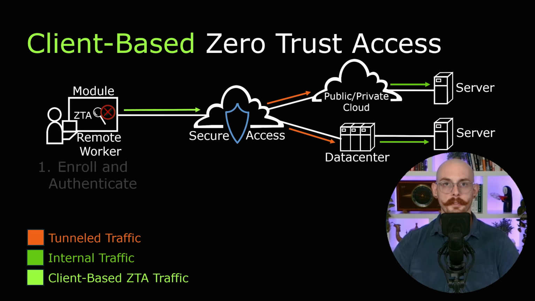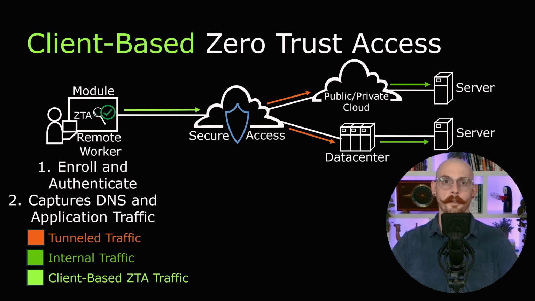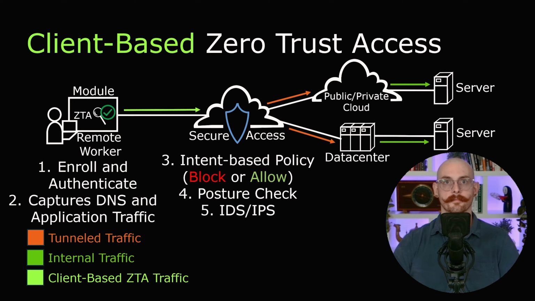Users would first enroll with the Zero Trust Access module and authenticate, and then after enrollment, users would connect to the internal applications and services the same way they would if they were on network, leveraging either their IP address or FQDN. The intent-based policy and users' posture is checked per session and every 15 minutes. If allowed, the ZTA module and Secure Access will proxy the user's connection to the application and inspect traffic using IDS or IPS.